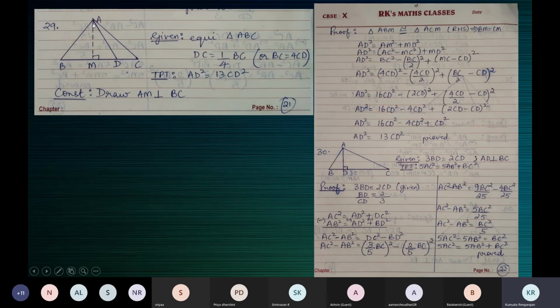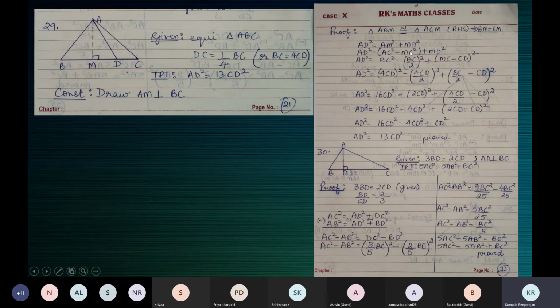Okay. So from the right triangle, we start with AD square. AD square is equal to AM square plus MD square. Now AM square, it's a different right triangle. We are writing AM square from a different right triangle. AM square is equal to AC square minus MC square, and this plus MD square as it is. Now we know that all the sides are equal. So AC square can be written as BC square. So we got BC. And BC can be written as 4 times CD.